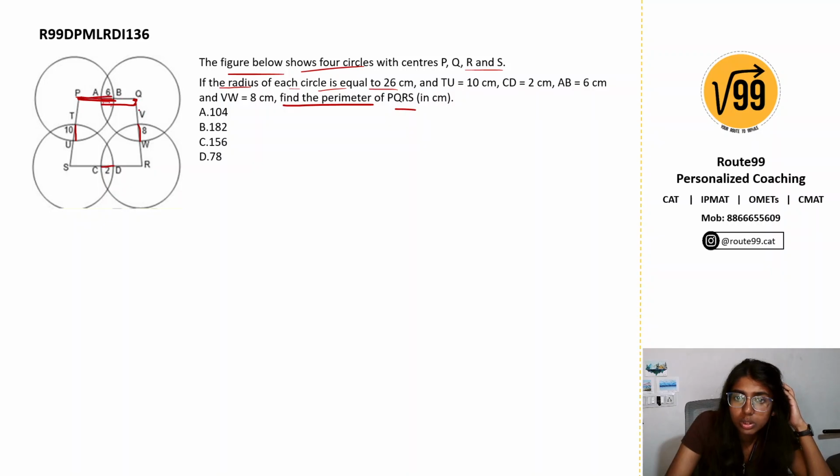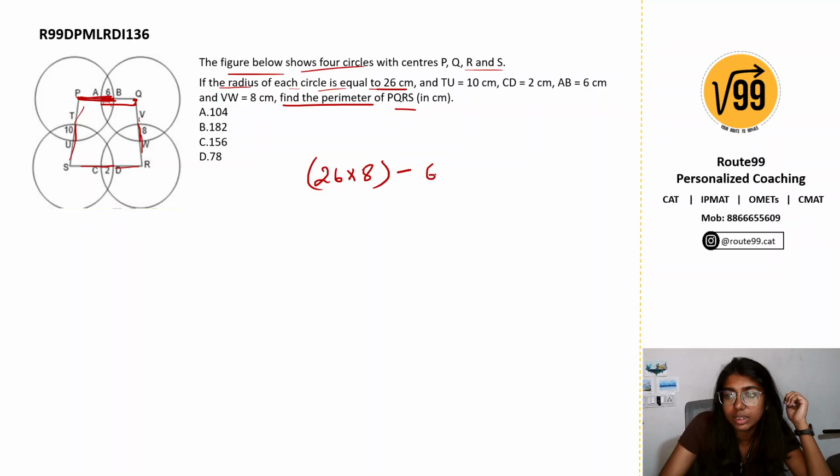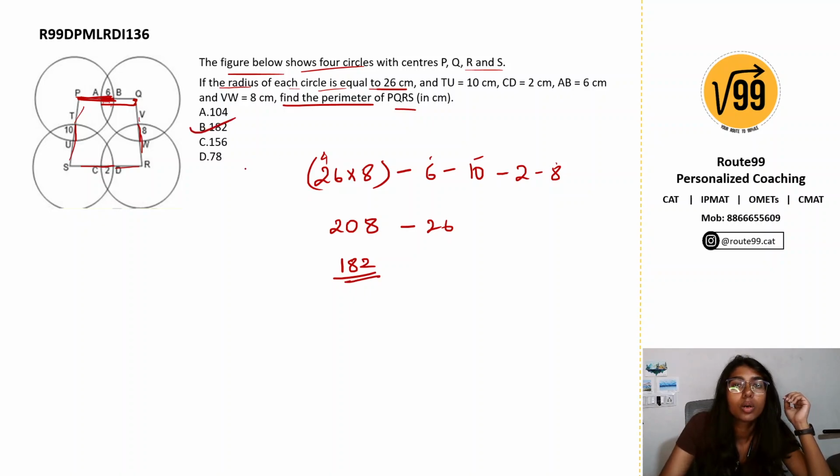So 1 2 3 4 5 6 7 8. So radius is 26, 26 multiplied by 8, और उसमें आप माइनस कर देंगे एक एक बार. ये जो दो बार ऐड हो गया, 6 माइनस करोगे, 10 माइनस करोगे, 2 माइनस करोगे और 8 माइनस करोगे. This becomes 208, and this is 26 minus, you subtract 6, 10, 2, 8. This becomes 182. So 182, option B is your answer.